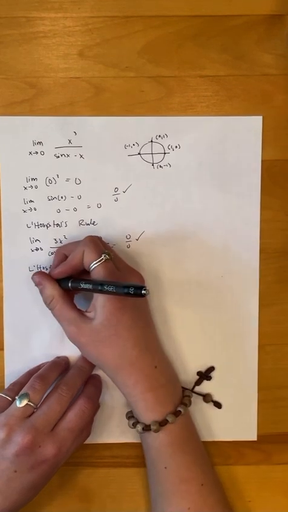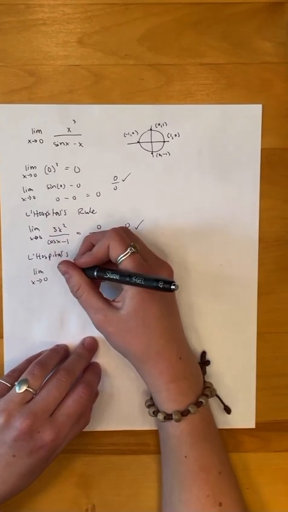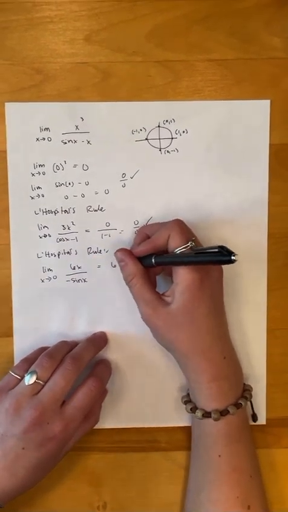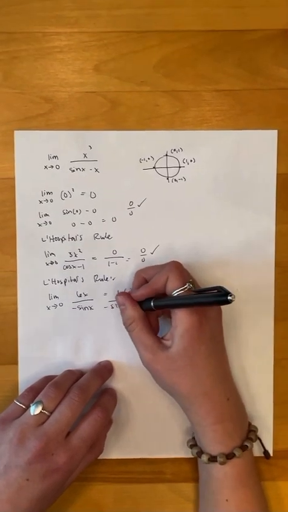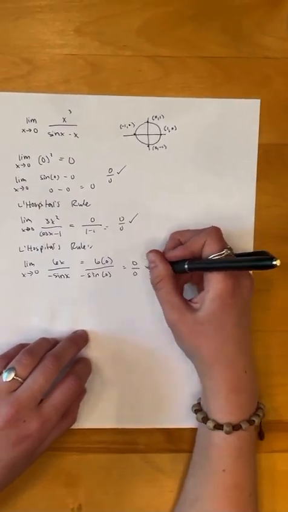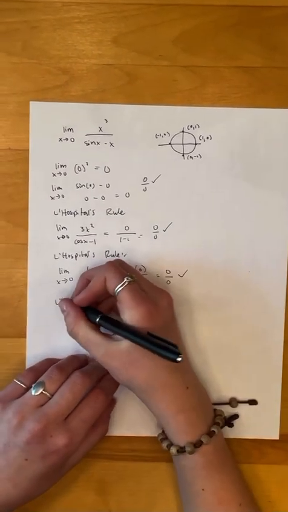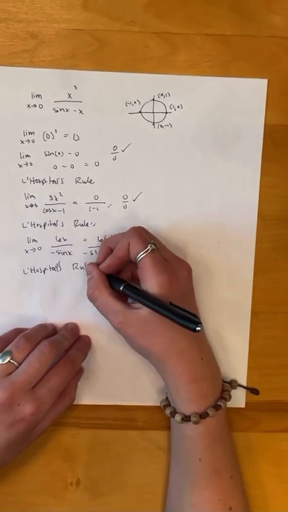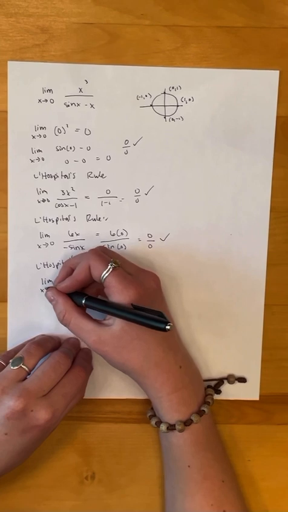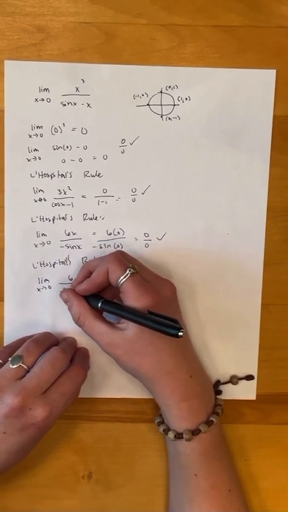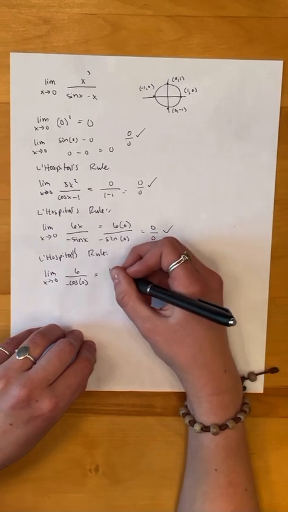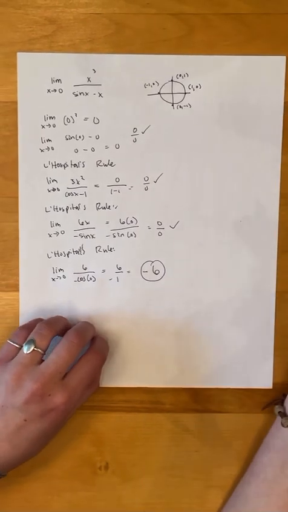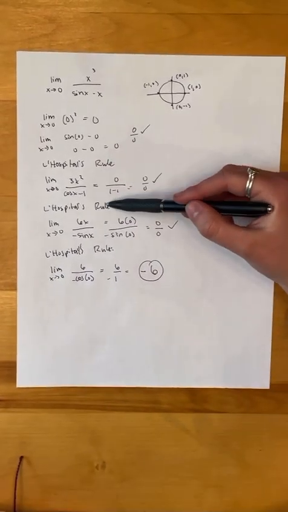All right, this time, the limit as x approaches 0 of 6x all over negative sine x. So now we're going to have 6 times 0 all over negative sine of 0, which is 0 over 0. For our last round of L'Hopital's rule, we are going to end up with the limit as x approaches 0 of 6 all over negative cosine 0, which is 6 over negative 1, with a limit of negative 6. Remember, guys, there's no limit to the number of L'Hopital's rule rounds that you need to do.